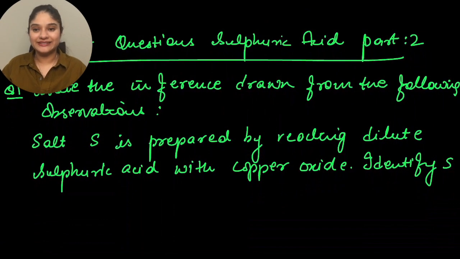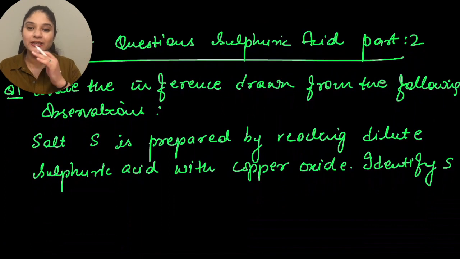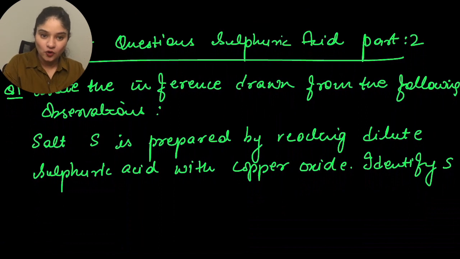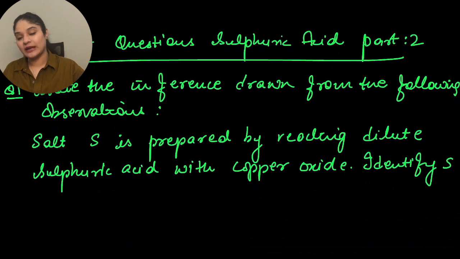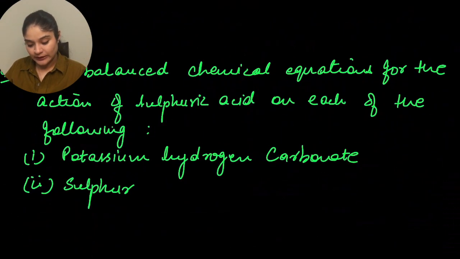Alright students, let's get started with this session today. The first question says, state the inference drawn from the following observation. Salt S is prepared by reacting dilute sulfuric acid with copper oxide, and you're supposed to identify S. So S is copper sulfate. Let's move on to the next question.